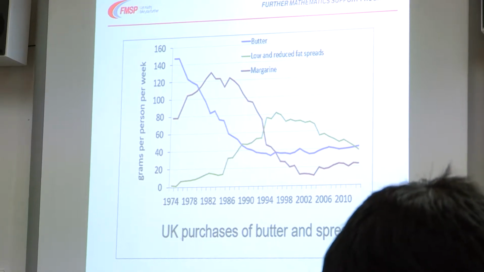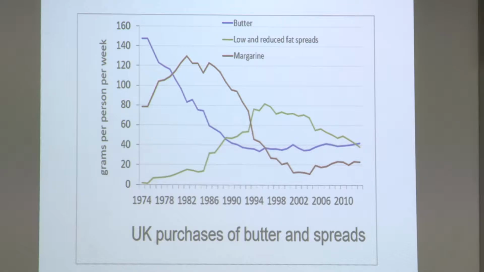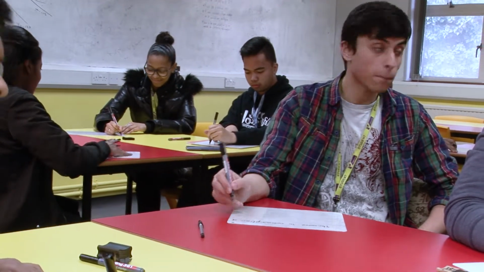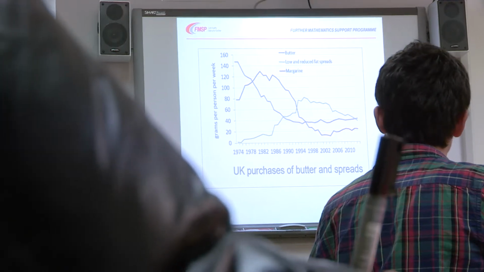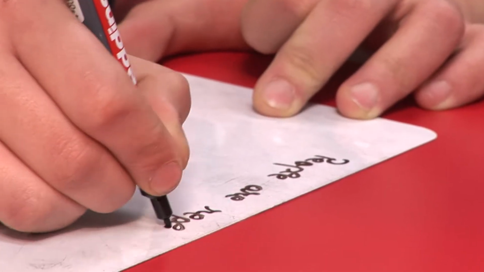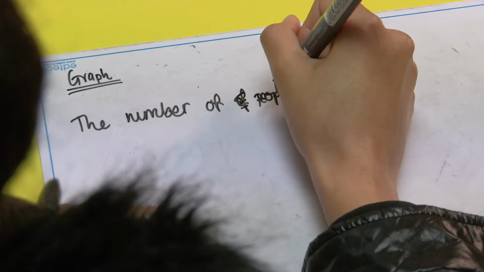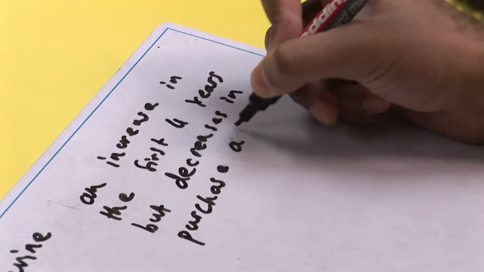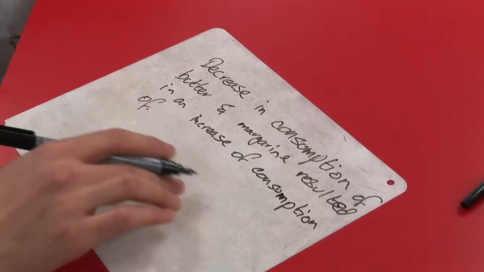All I want you to do right now, on your mini whiteboards, is write down things that you notice about the graph and things that you might like to ask about the graph. In this task, all I did was show them a graph detailing how much margarine, low-fat spread and butter people were consuming over time. All I said was, what is this graph showing you and what questions would you like to ask? And that generated loads of chat.